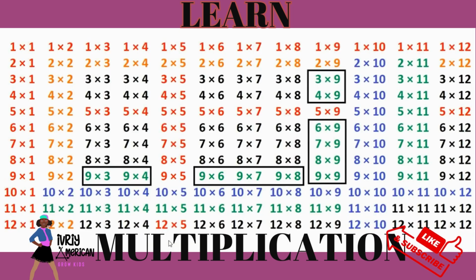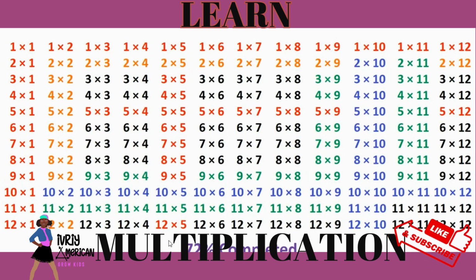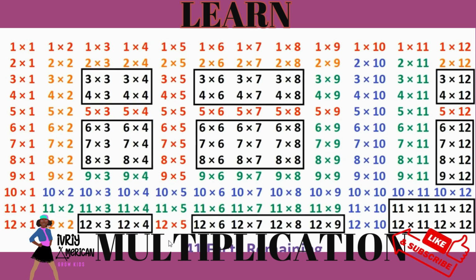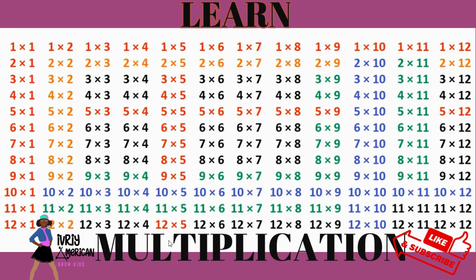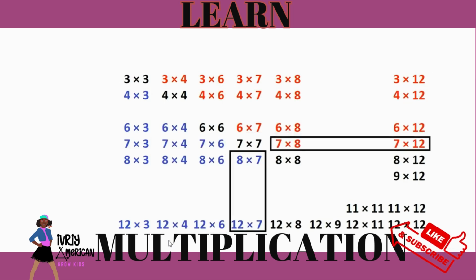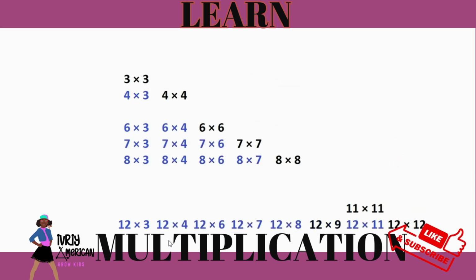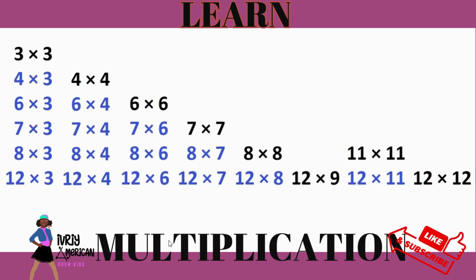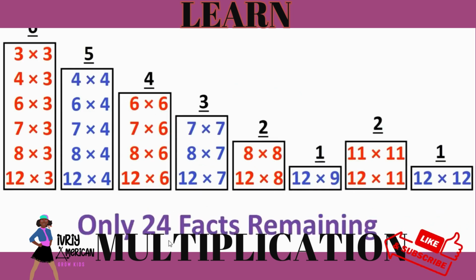So after just learning 6 rules, you now know 103 multiplication facts. That only leaves 41 remaining. You know those remaining 41, once we remove the duplicates of multiplying by 3, 4, 6, 7, 8, and 12, we only have 24 facts remaining.